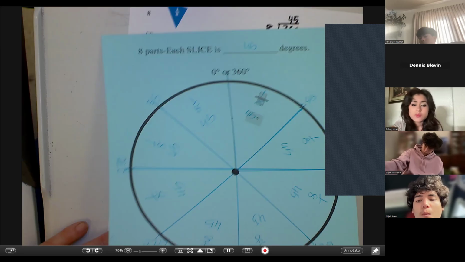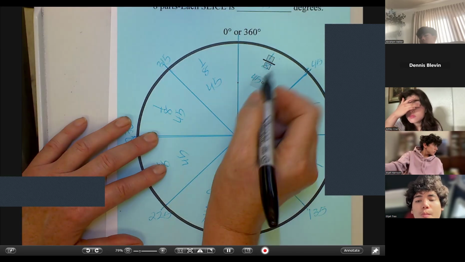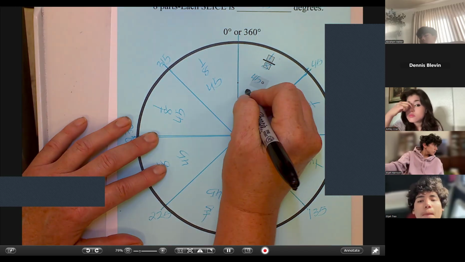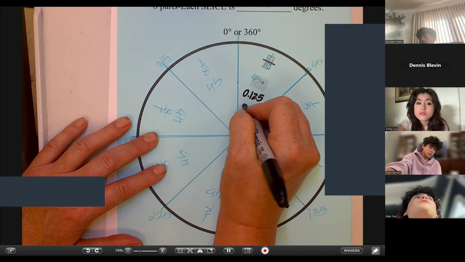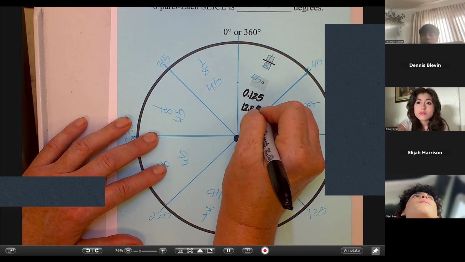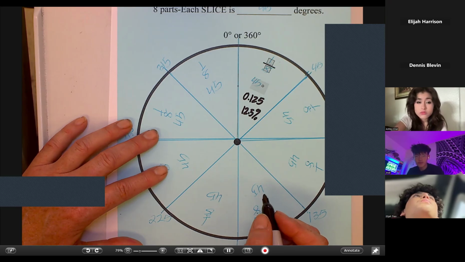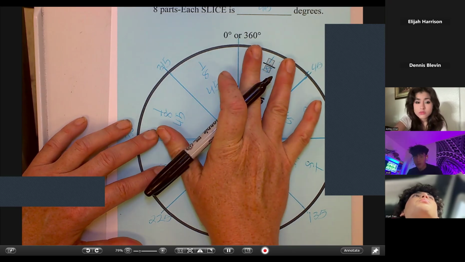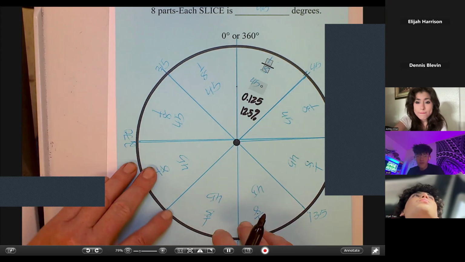So on your fraction circles, on each one you're going to put the decimal, which is 0.125, and then the percent, which is going to be 12.5%. That's going to go on each fraction circle. This is going to need to be done by the time you get back. This is going to be a grade for both your fraction circle and the handout.